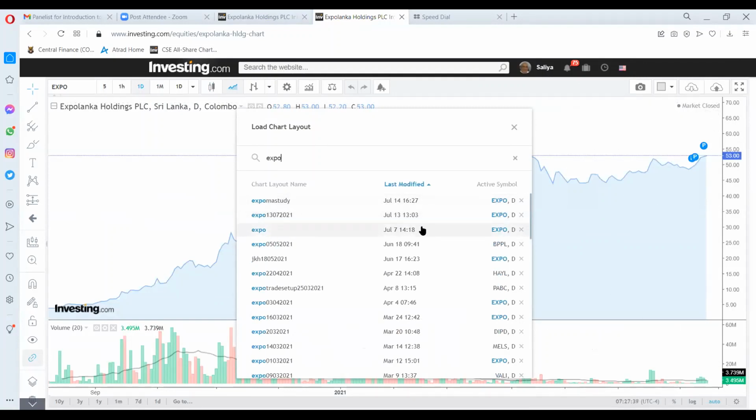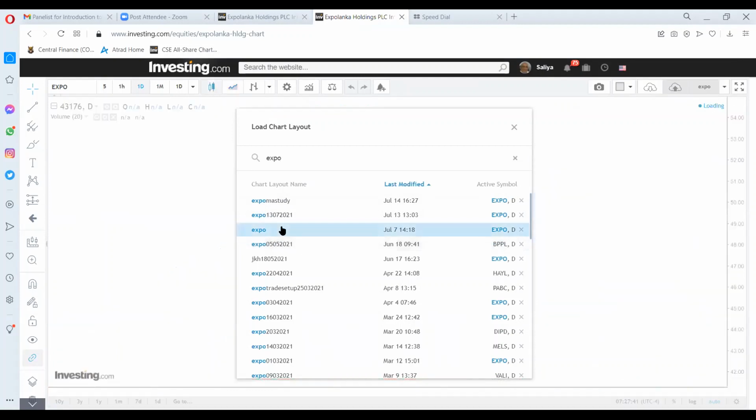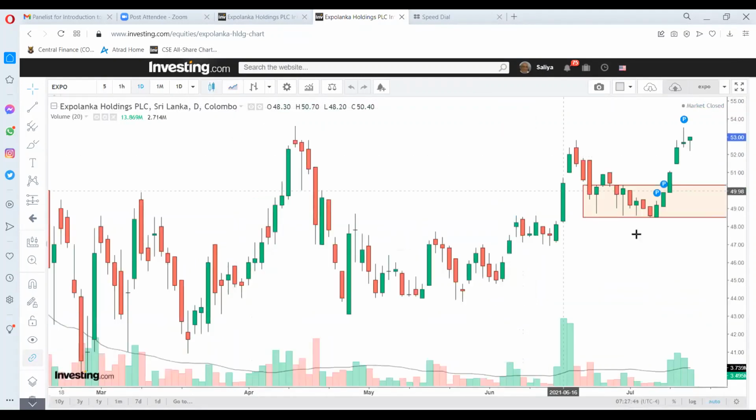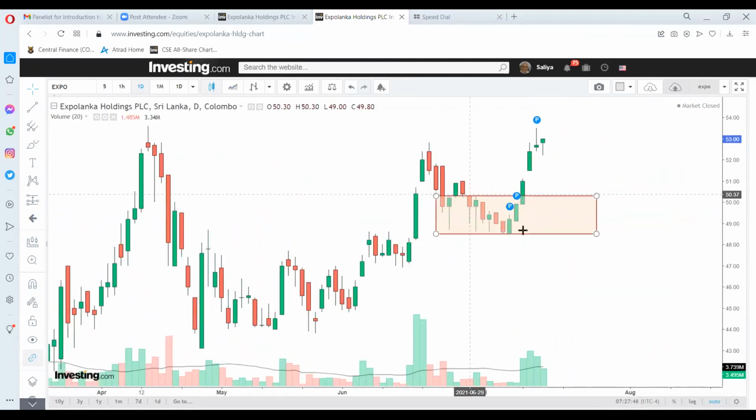In fact, on the 7th of July, we were looking at this. We were monitoring, and this is the area that we were watching. At that point, I remember one of our friends who participated wanted to know at which point we need to expect a trend extension. And I mentioned this 50-30 has to be broken out. And that is exactly what happened.